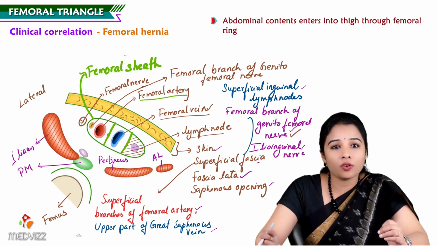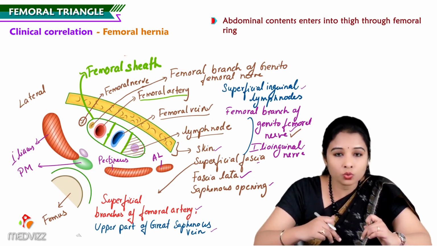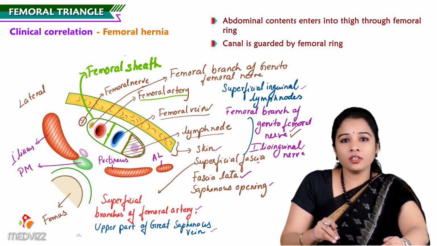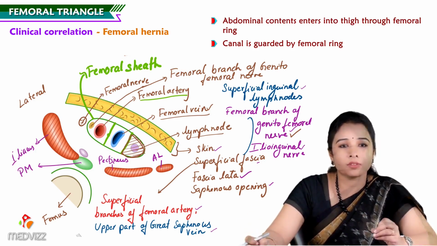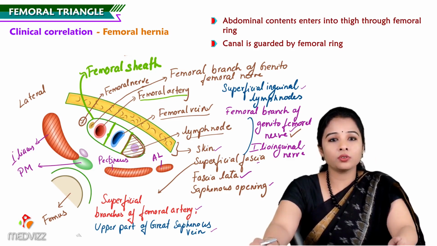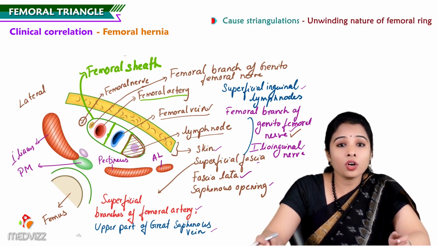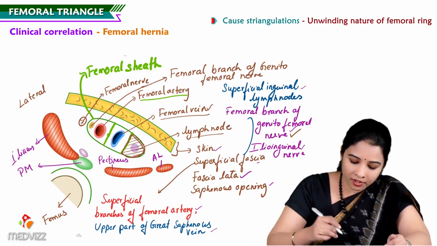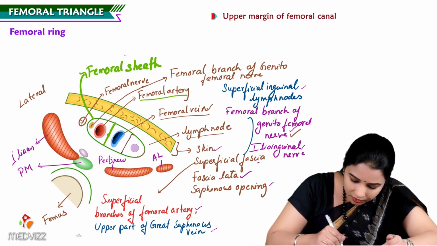The passage through which the femoral hernia enters the thigh is the ring. So this canal is guarded by this ring. The upper boundary is the femoral ring, through which the abdominal contents protrude into the femoral canal. Further, it protrudes, and later it may cause strangulation. The cause of the strangulation is the unyielding nature of this femoral ring, which is the upper margin of the femoral canal.